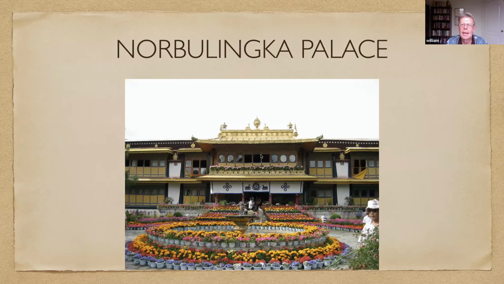Then there's the Norbulingka Palace, literally "jeweled park." It's a palace and surrounding park in Lhasa, built in 1755 by the 7th Dalai Lama, which served as both an administrative and religious center. It was also the summer residence of successive Dalai Lamas, up to the 14th Dalai Lama.